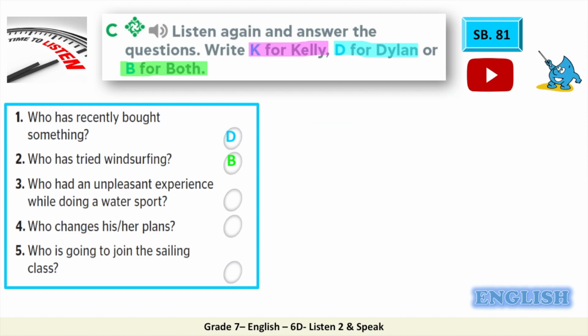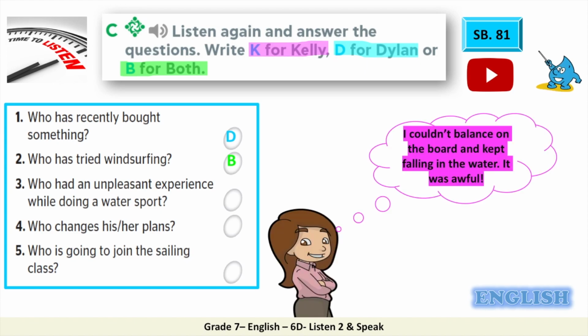Question number 3. Who had an unpleasant experience while doing a water sport? When talking about windsurfing, Kelly tells Dylan that she couldn't balance on the board and kept falling in the water. She also said that it was awful. This means that it was Kelly who had an unpleasant experience while doing a water sport. So the correct answer is K.